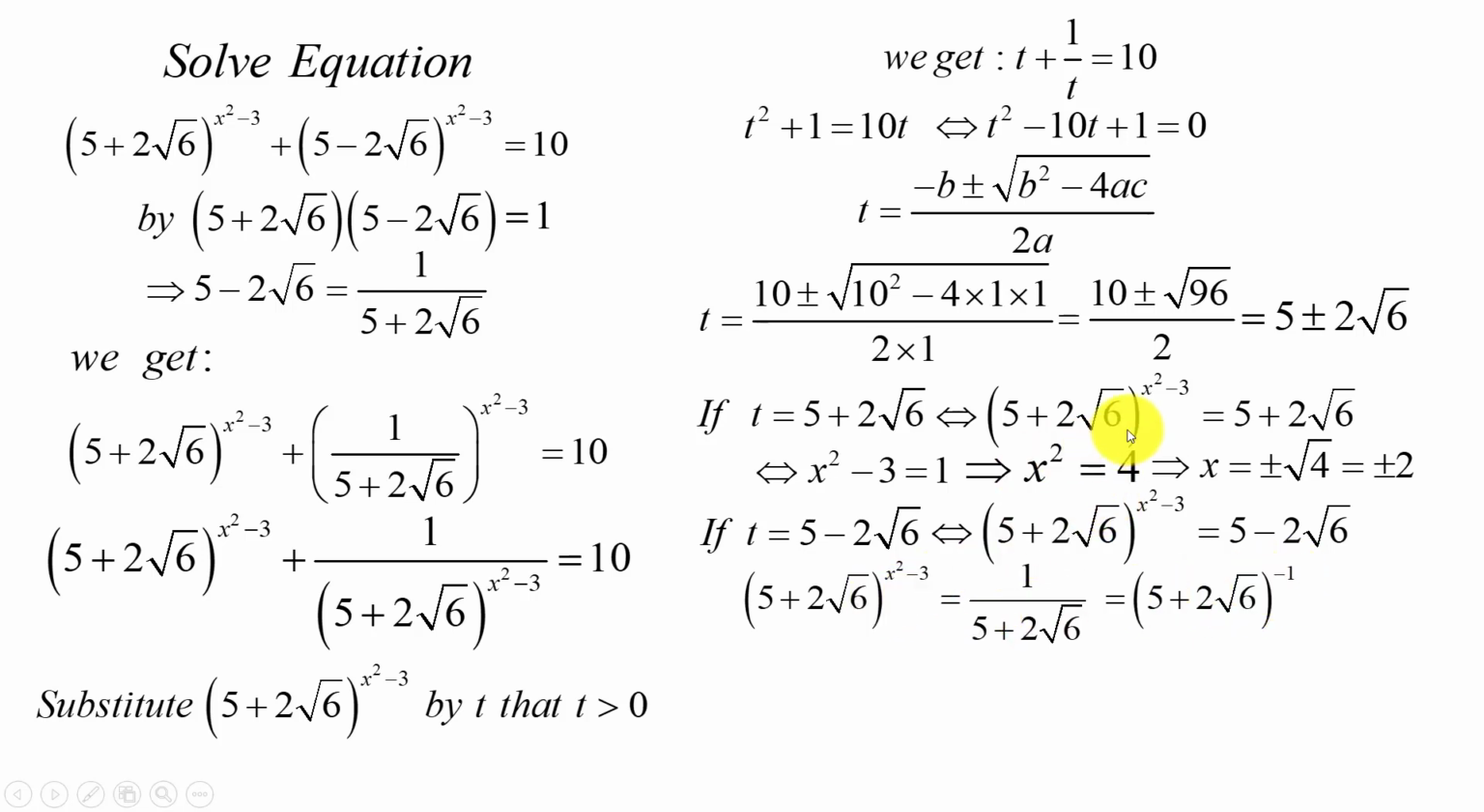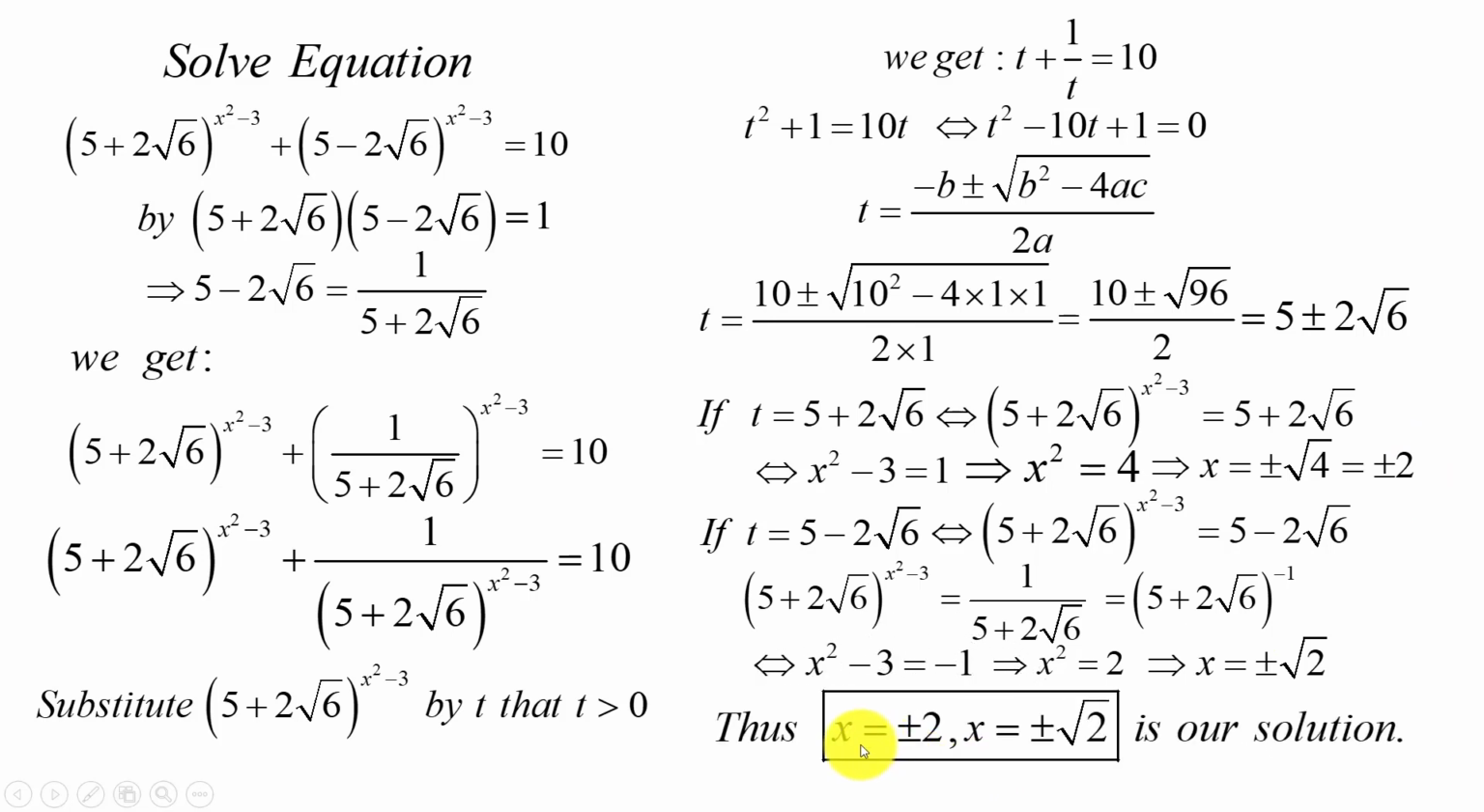And this we use like this equation. So we get x squared minus 3 is equal to minus 1. And I change minus 3 from the left-hand side to the right-hand side, we get plus 3. And plus 3 minus 1, we get 2. So x squared is equal to 2, and we get x is equal to plus or minus square root 2. So we get this also a root and this also a root. Thus x is equal to plus or minus 2 and x is equal to plus or minus square root 2 is our solution.